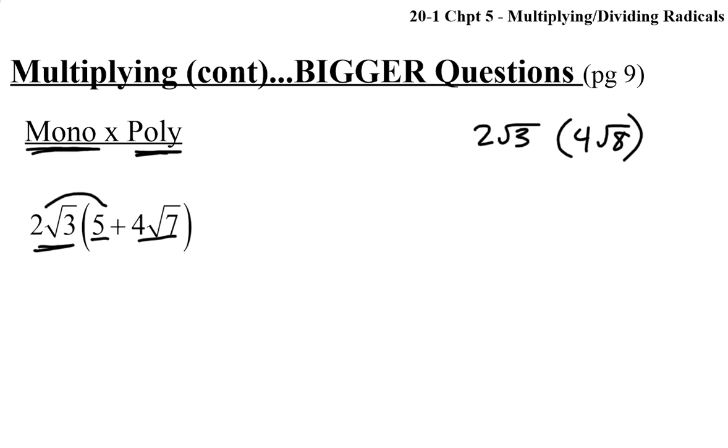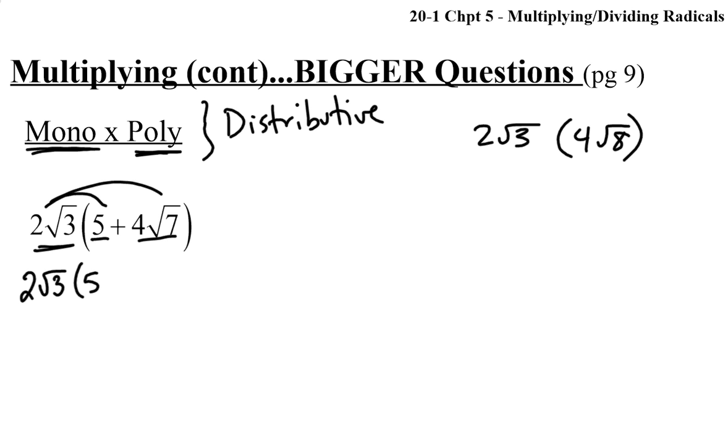It's not new. It's just incorporating previous processes with new information on calculations. We have to distribute. That's not new to us. It's just the calculations are new. So we would have 2 root 3 multiply by 5, and 2 root 3 multiply by 4 root 7. I wouldn't expect to see these steps. Just showing it to you, you should be able to do this quickly and efficiently.